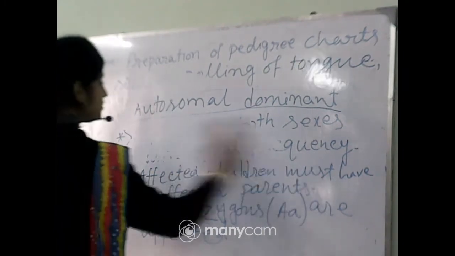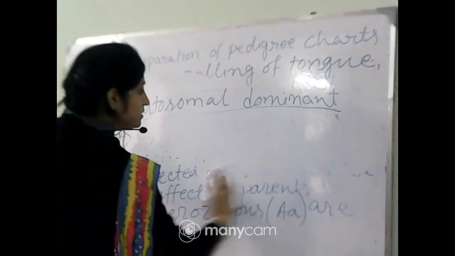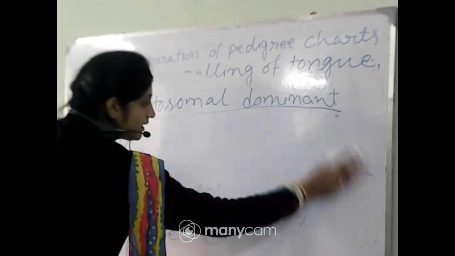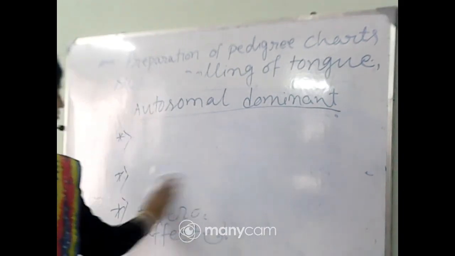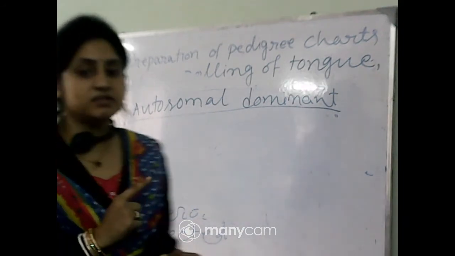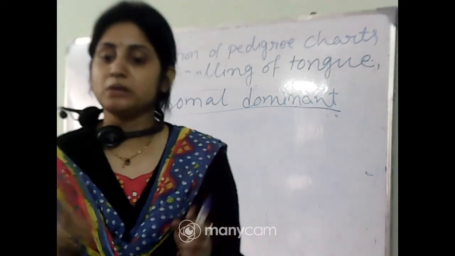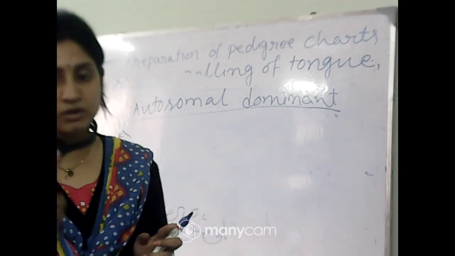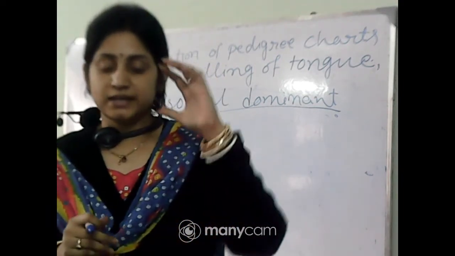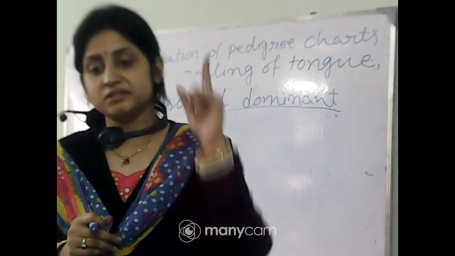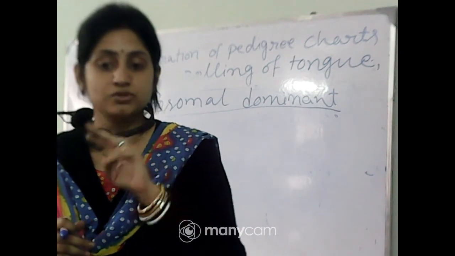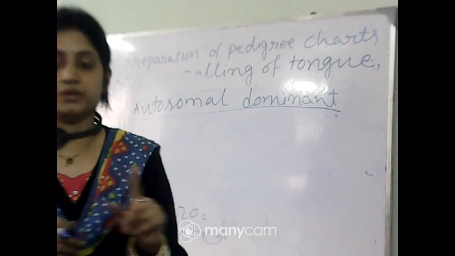And the last one, you just remind that because you know that affected parents must have affected children, just like that unaffected parents don't have any type of affected children. This is the main characteristics of the autosomal. First one, autosomal means male and female both equal frequency will be affected, and if there is any affected child present, one parent must be affected. Unaffected parents don't have any affected children.